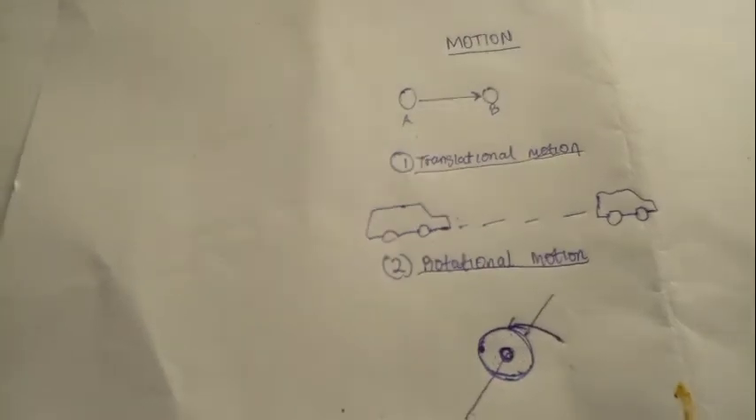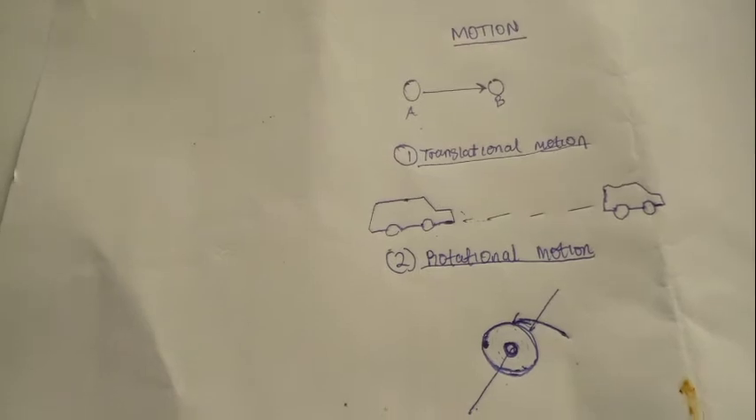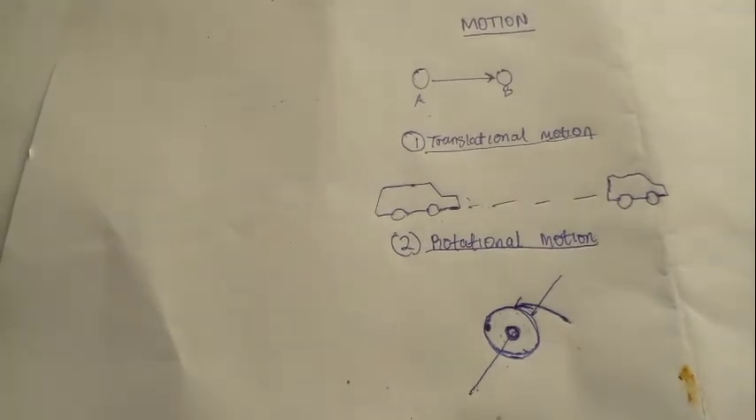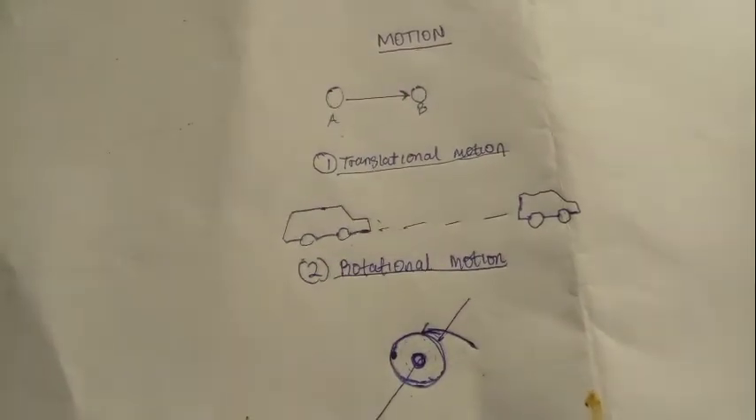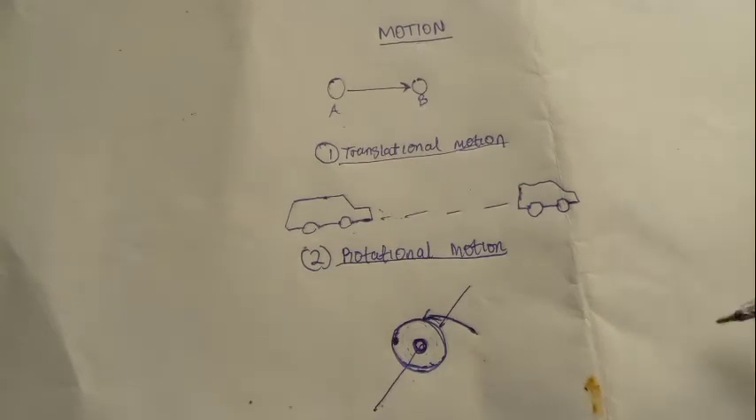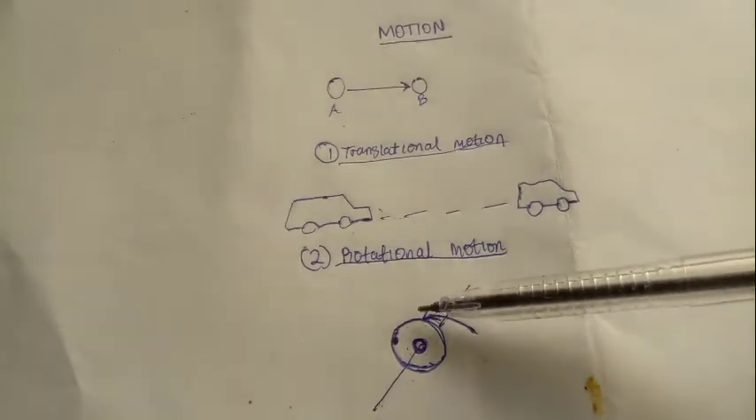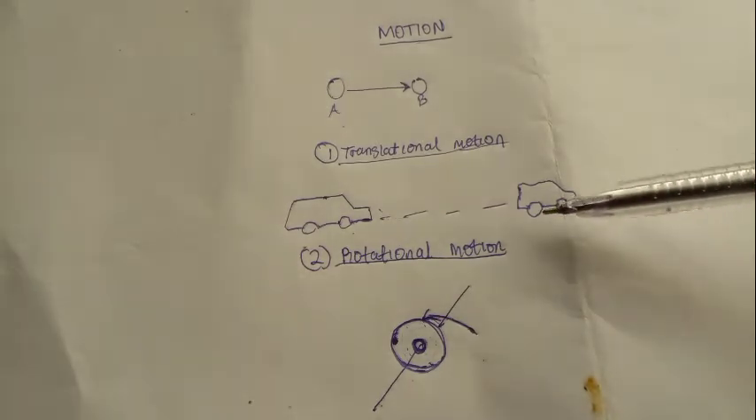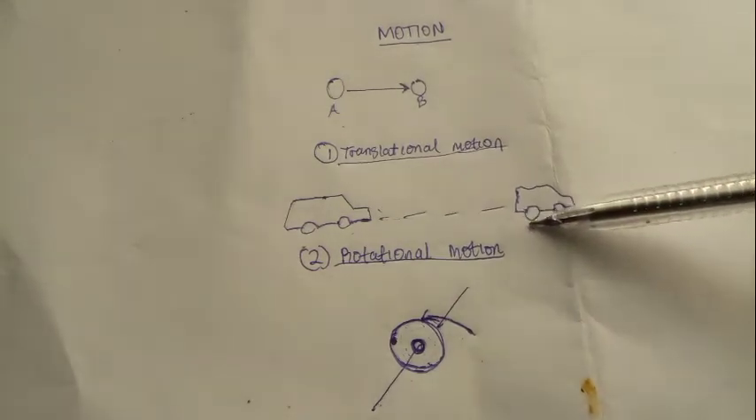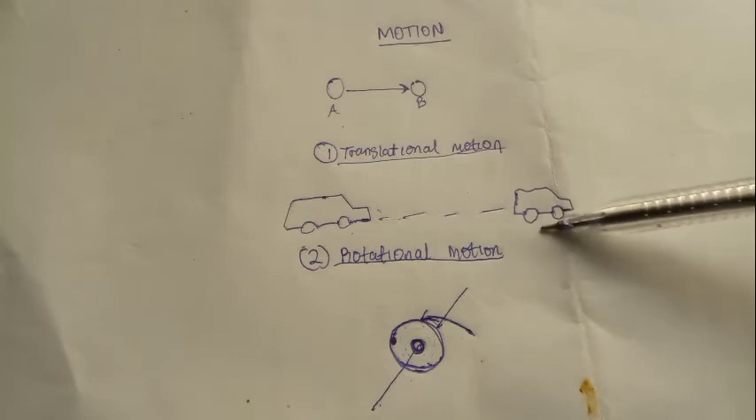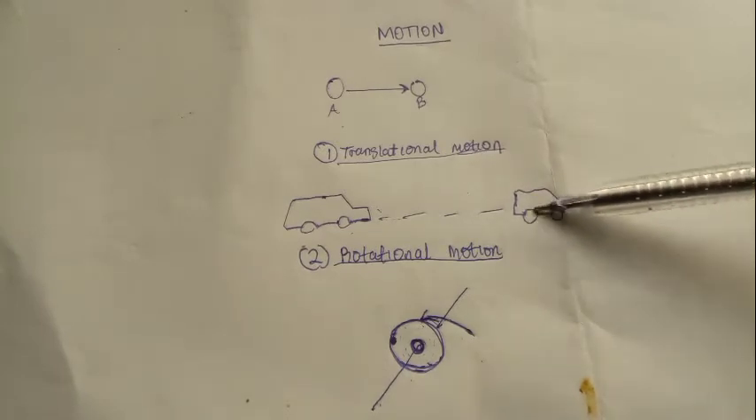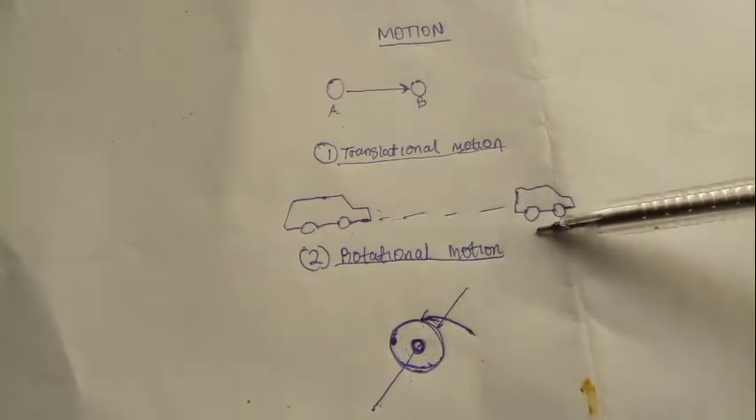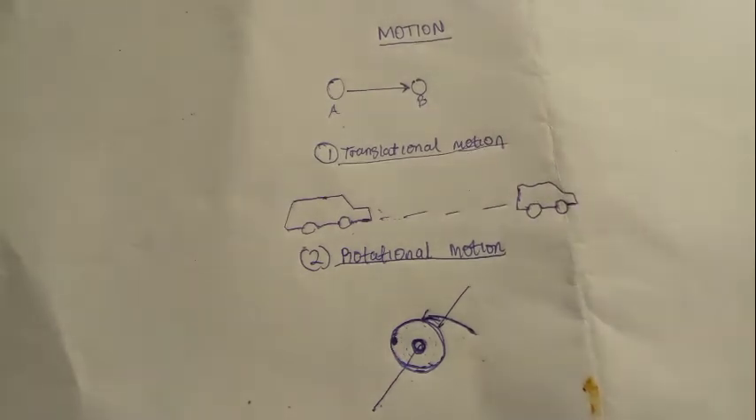Now, for circular motion, that's the next type of motion. But before we talk about circular motion, we will explain an example of this rotational motion. An example of rotational motion is the tire of a vehicle. Like the tire is rotating, the whole body is trying to rotate along an axis. So this type of motion is called rotating motion.